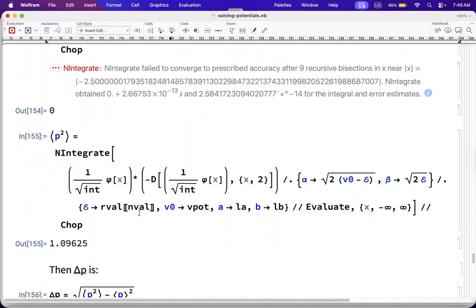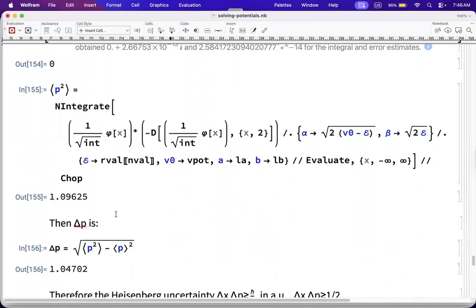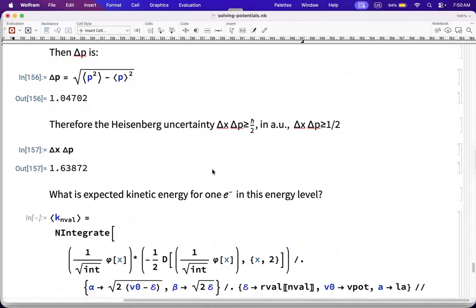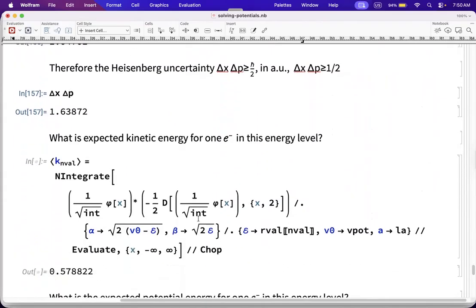And the momentum squared is this. Then the Heisenberg uncertainty is this. See? We expect that value should be bigger than 0.5. Yes, it is bigger than 0.5. Okay, I'm going to pause this for the moment. I'm going to continue, please. And again, the same here.